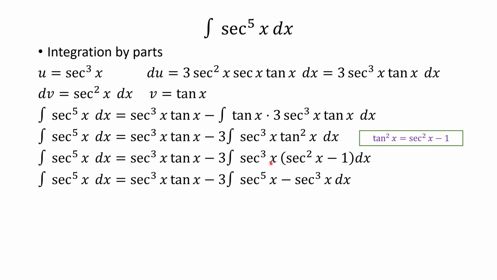Now we can distribute out this secant cubed here between these terms. So we've done that here. We haven't changed this. This is the same, and all we've done here is multiply through with the secant cubed through the parentheses.